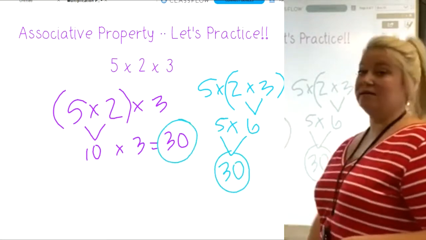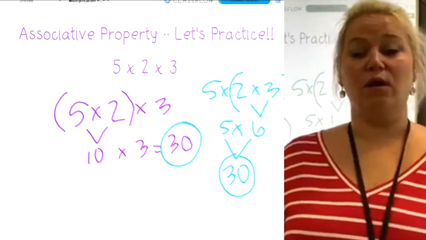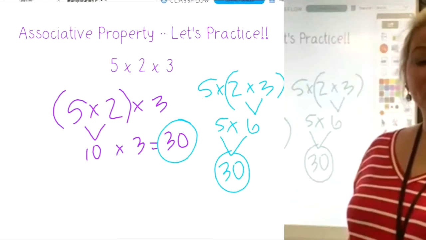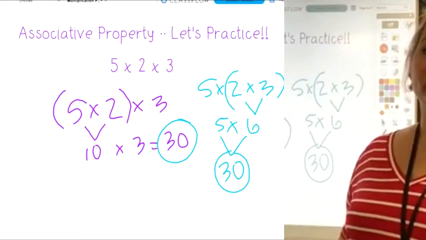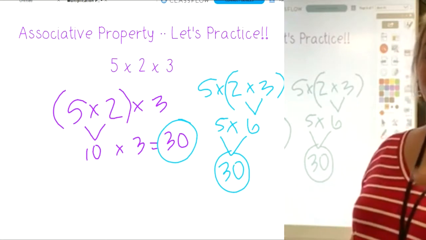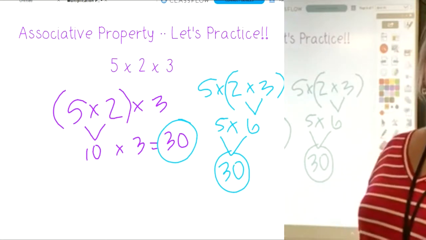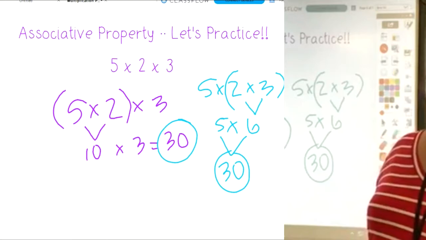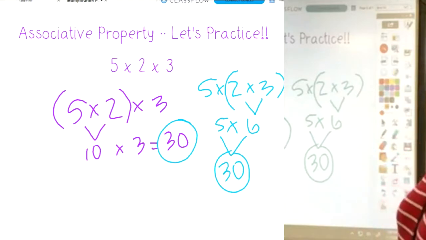Both of my products are exactly the same. That's how that works. When I multiply 3 numbers together, I can group 2 of those numbers to make one product and then multiply that number by the number that's remaining. And that's just an easier way to multiply 3 different numbers.